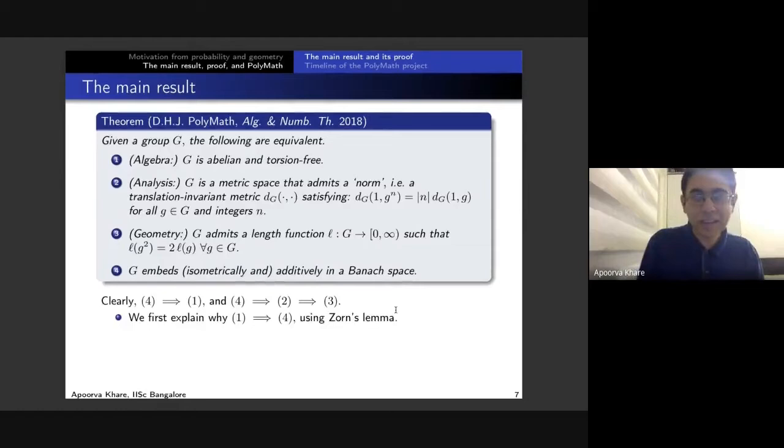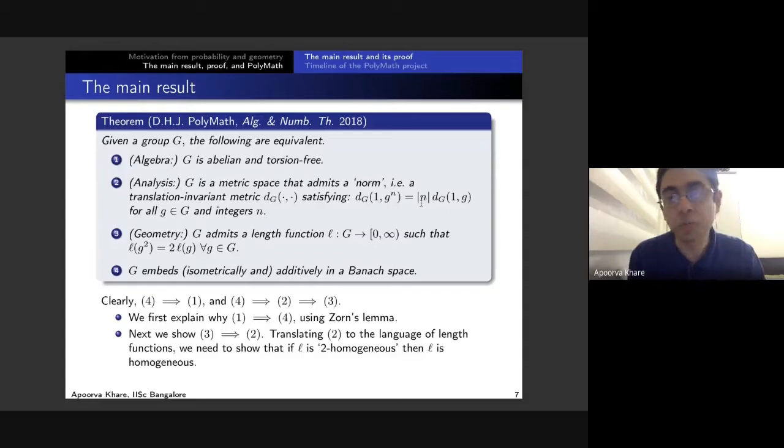On the next slide, I'm going to tell you why every abelian and torsion-free group embeds into a Banach space. Remember, I told you that in the first or second slide. Conversely, every such group has a norm on it. I'll tell you that using Zorn's lemma. Next, I'm going to tell you why a 2 homogeneous group is always n homogeneous. So that's 3 implies 2. Also, I will need to prove right invariant, but I will also do that.